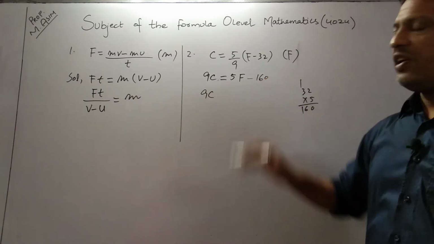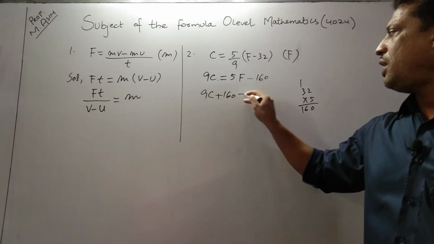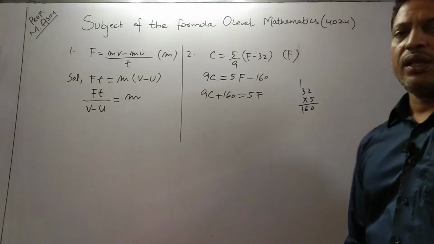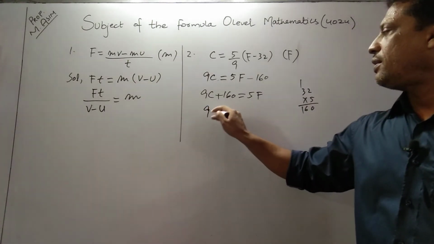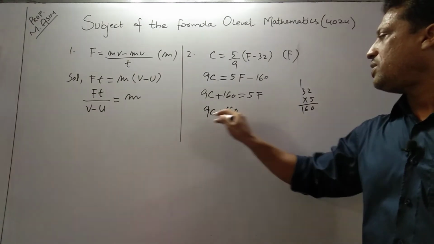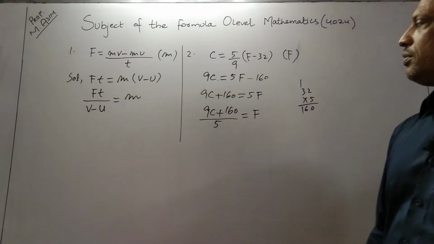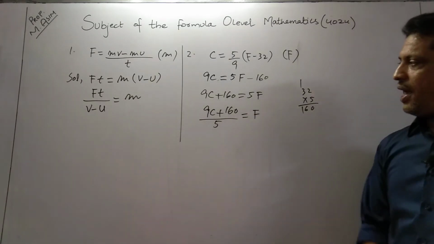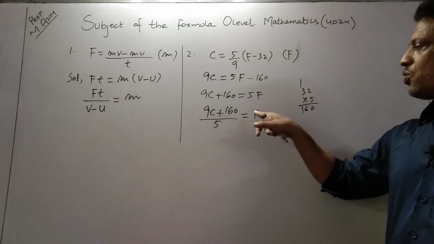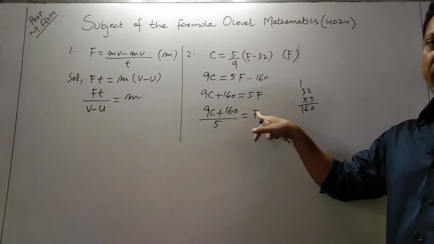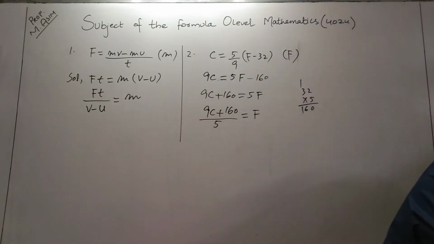9C, shift this minus 160 to the other side, it will become plus 160. 5f, 5 is multiplied over here, so this should be multiplied on the other side. 9c plus 160 upon 5 is equal to f. Hence, f becomes the subject of the formula because there is no coefficient, exponent or denominator. Okay. Move to other questions.